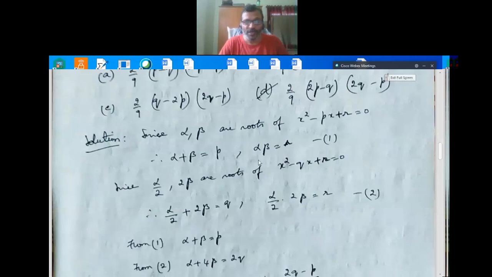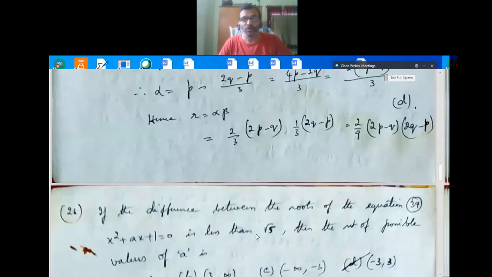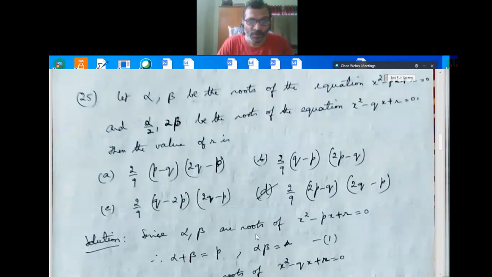So I use here r is alpha beta. So r is alpha beta, and alpha is 2 into 2p minus q by 3, and beta is 1 by 3 into 2q minus p. Multiply this, 2 by 9, 2p minus q into 2q minus p. So the option is D, 2 by 9 into 2p minus q into 2q minus p.